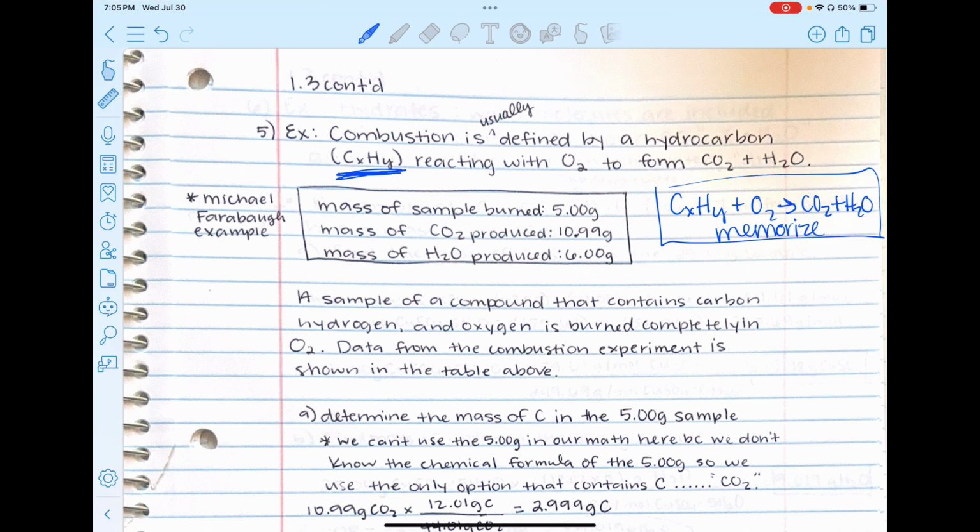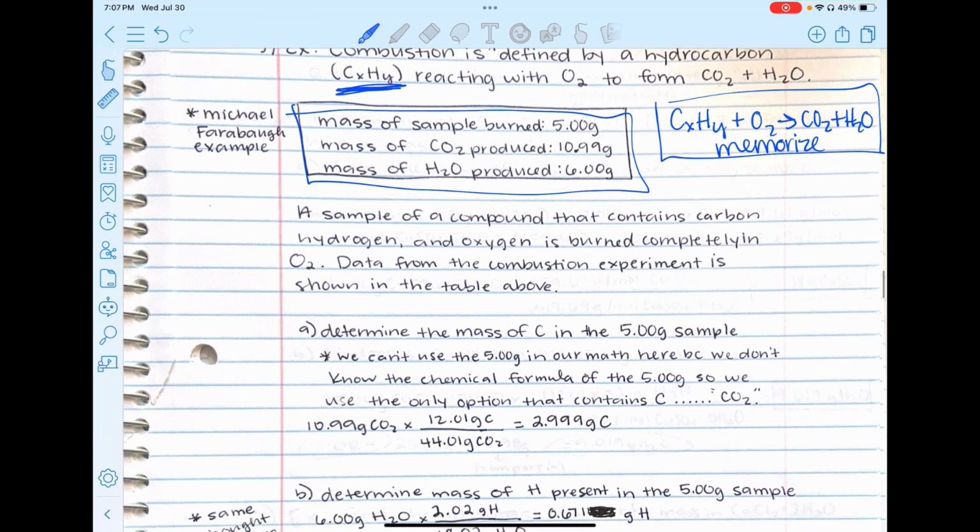So this is another Michael Faribault example from his notes on Unit 1. We're told that we have a sample of a compound that contains carbon, hydrogen, and oxygen. It's burned completely in oxygen, and we're given data from this experiment in a table. So here's our table we're working with. We have 5 grams of the sample that's burned. The mass of the carbon dioxide produced is 10.99 grams. The mass of the water produced is 6 grams.